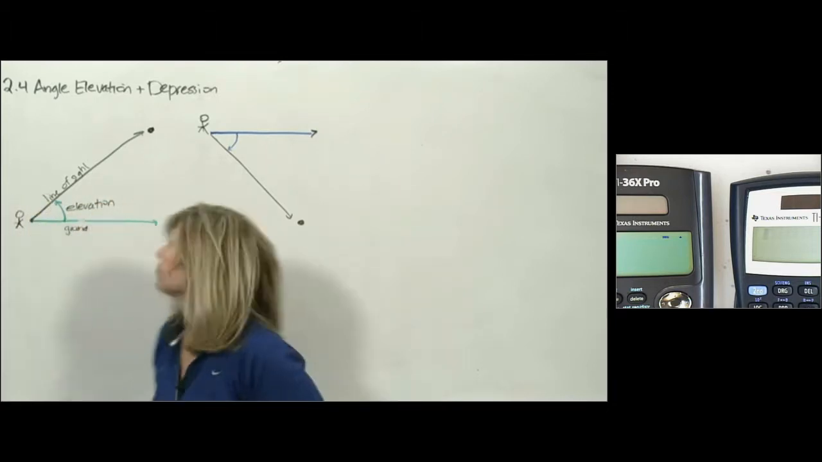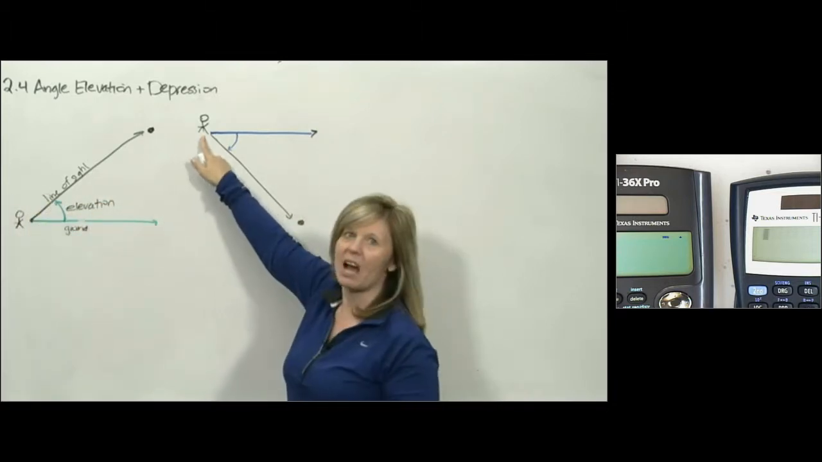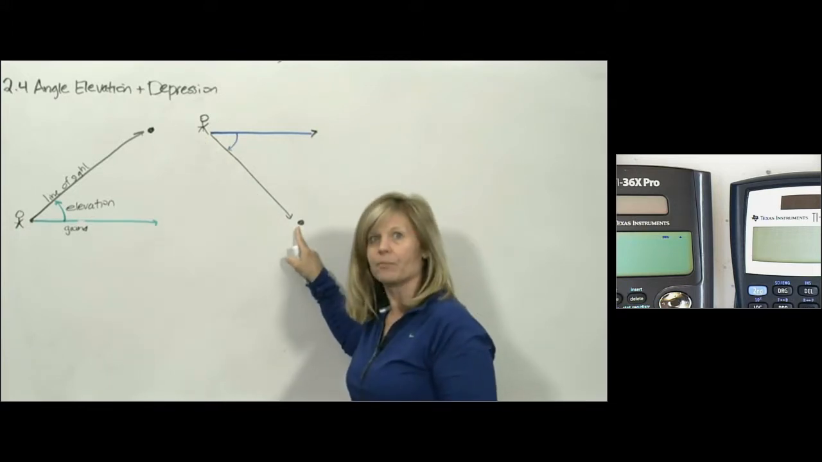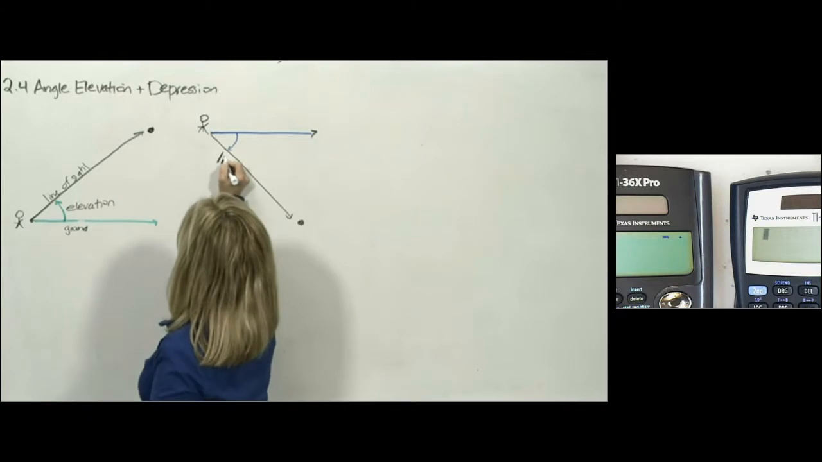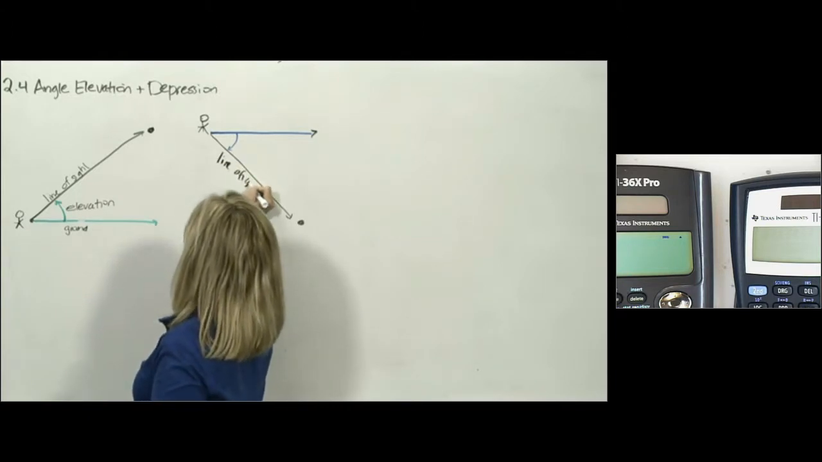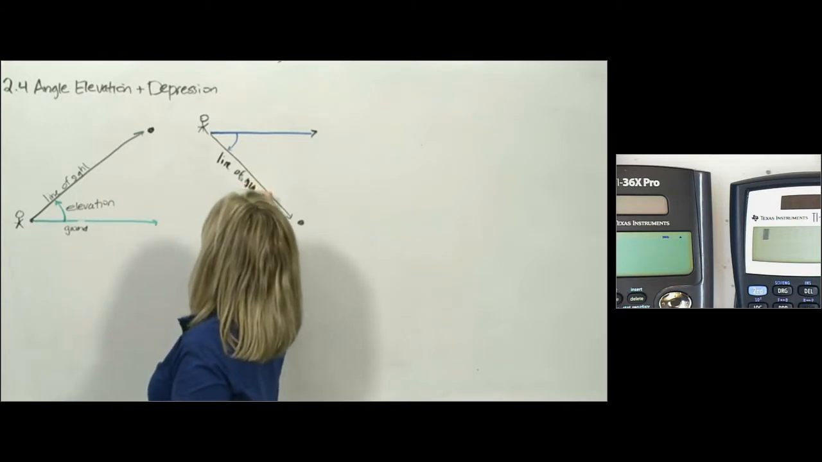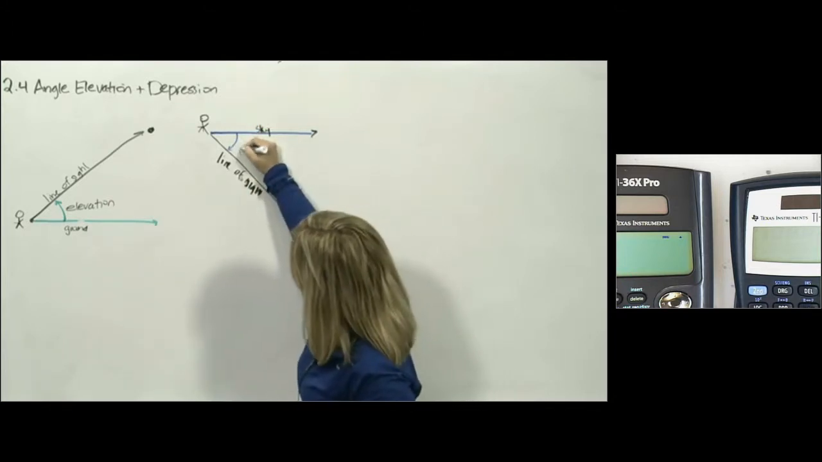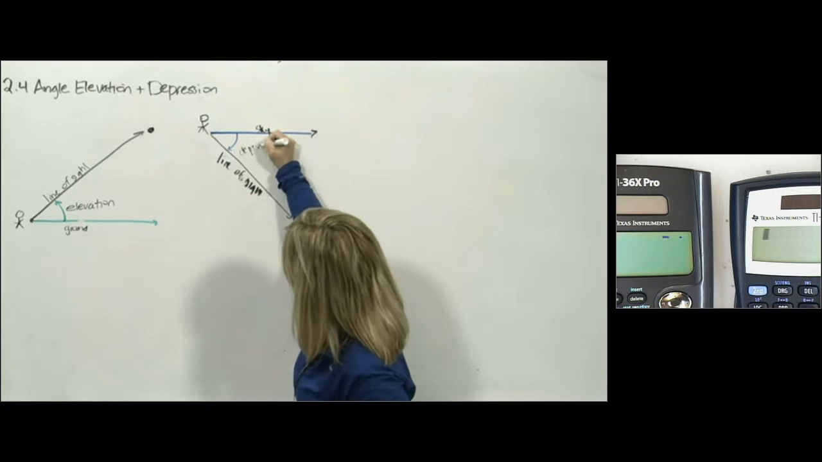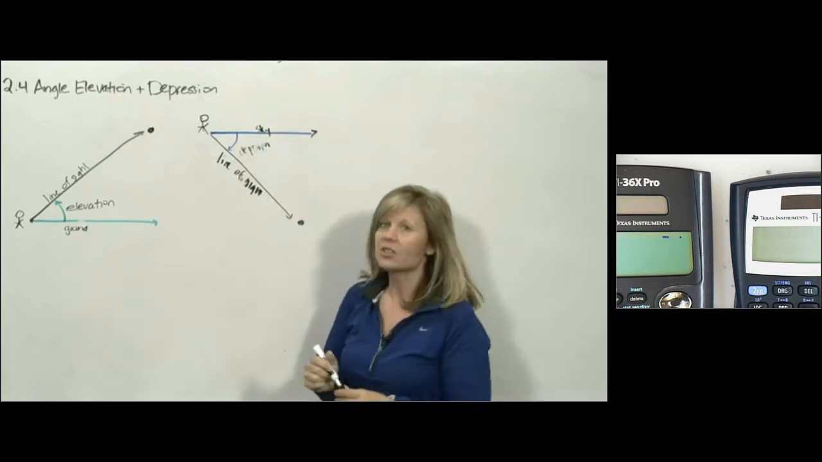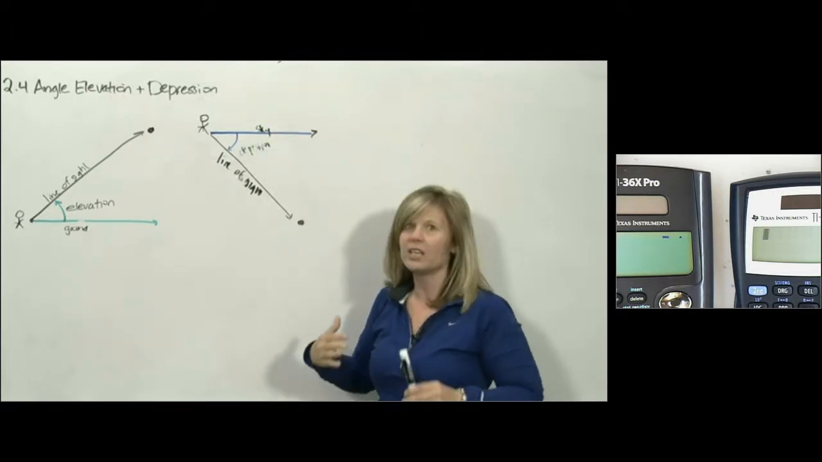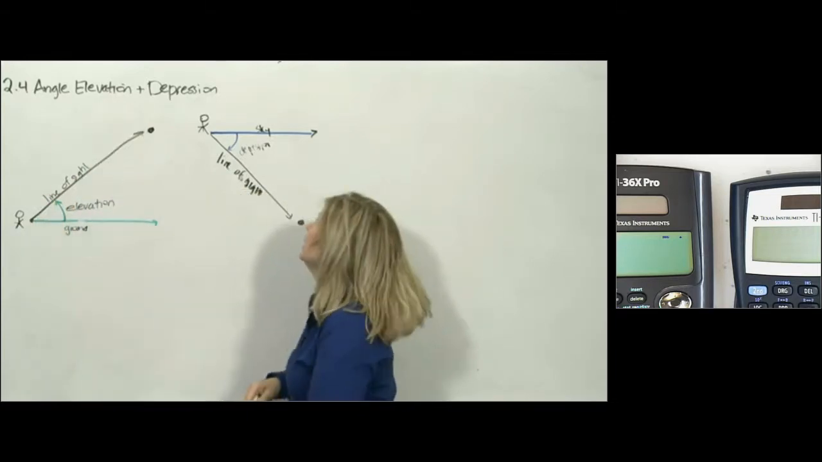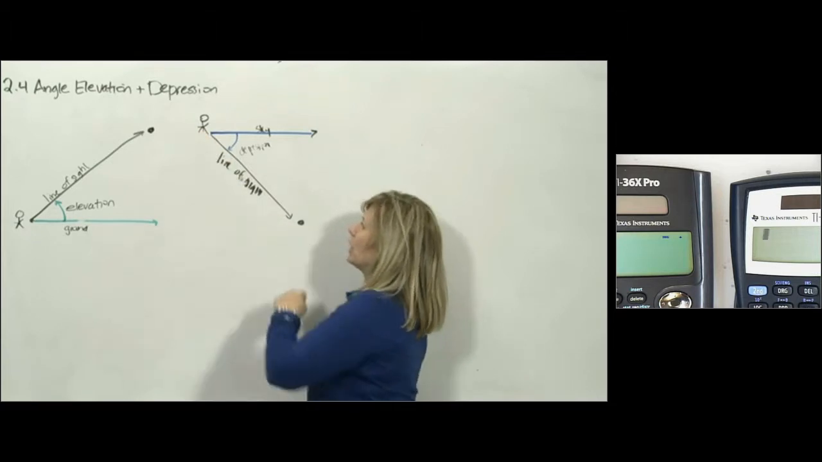Just the opposite is if I was up in the sky, say in an airplane, and I wanted to look down at Bossier City, the angle formed by my line of sight and the sky, this right here is my angle of depression. Okay, so I just want to show you that really easy vocabulary. Elevate means the angle I form when I look up. Depression is the angle I form when I look down.